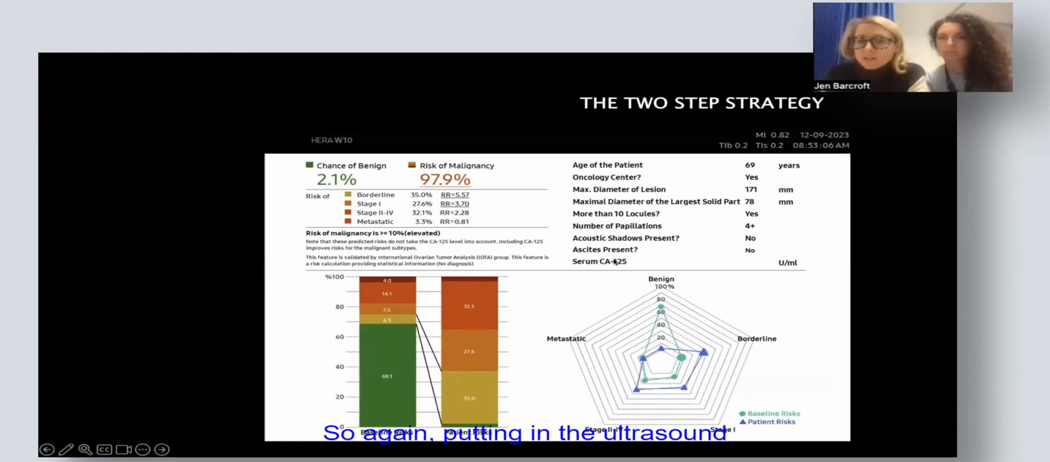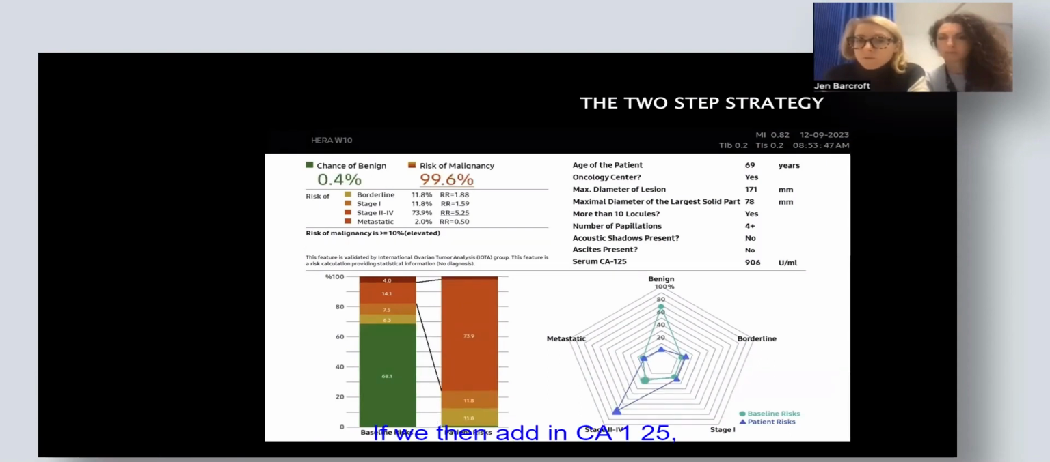So again, putting in the ultrasound and the clinical variables without CA125 gives us a risk of malignancy of 79.9%. If we then add in CA125, which in this case was 906, you can see the risk of malignancy is fairly consistent with the previous without CA125, but it gives us some more information about what type of mass this might be. And in this case, the most likely mass was felt to be a stage 1 to 4 malignant mass.